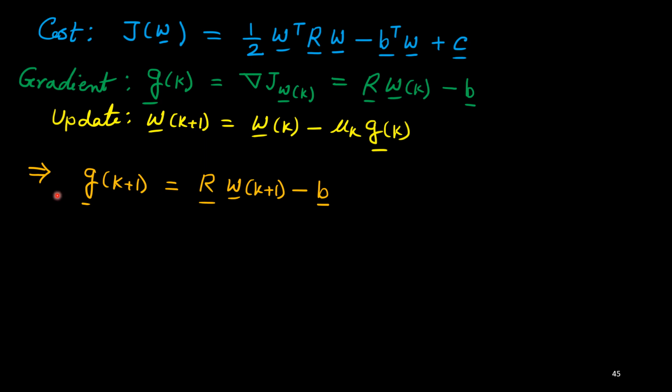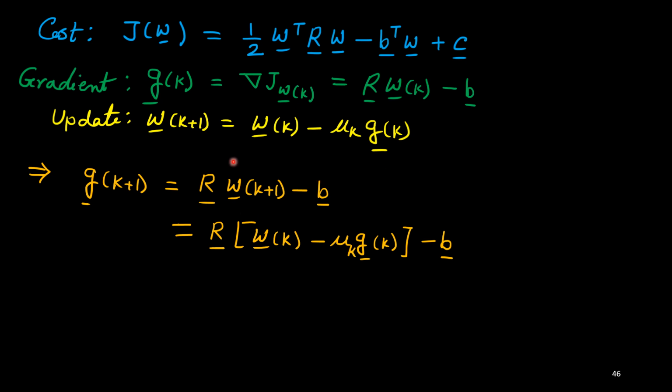So what can you write? If gk is R wk minus b, I can replace k by k plus 1. So here it will become R times wk plus 1 minus b. That's simple. This is your gk plus 1. So what is the condition? We have obtained that gk plus 1 should be perpendicular to gk. So I can write g transpose k times gk plus 1 should be 0. So that is what we will be using.